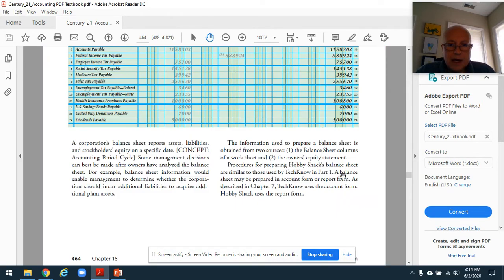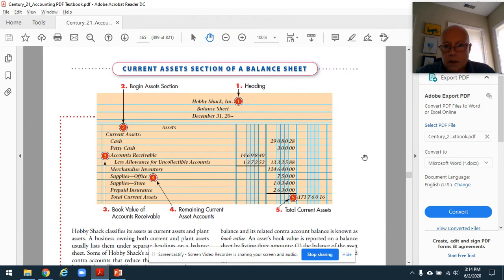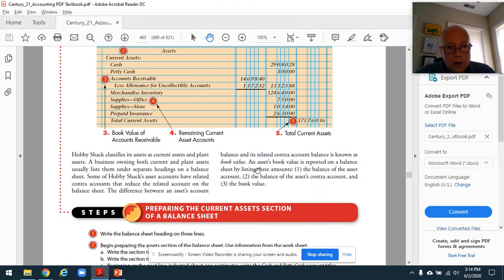Here's what we did last time. All right. So we are looking at this, and this follows along with the PowerPoint. So again, I'm reinforcing contra account, reinforcing the concept of book value, which is the value of the asset minus the value of the contra account.